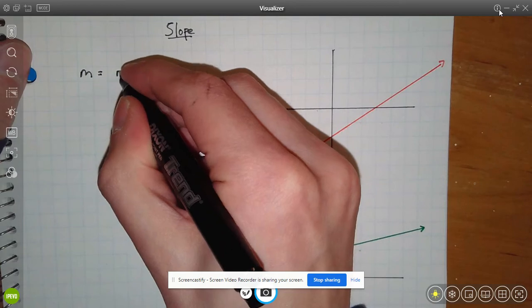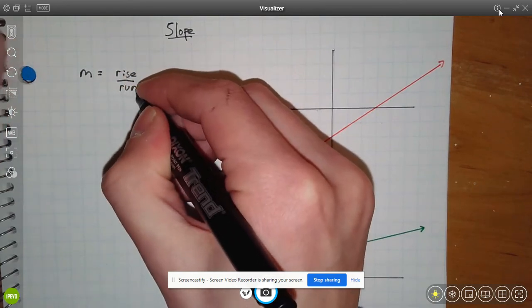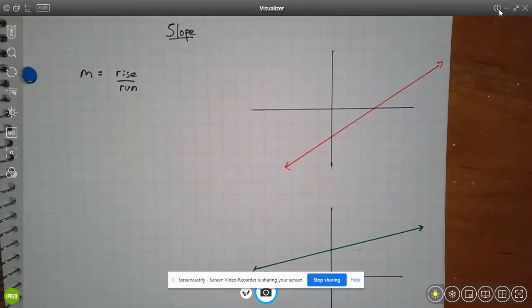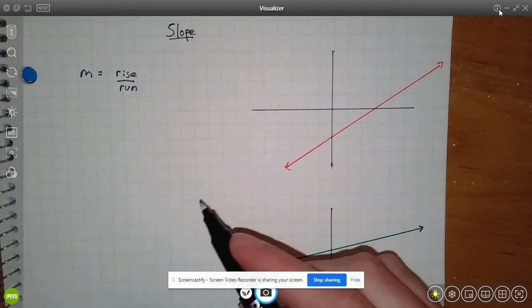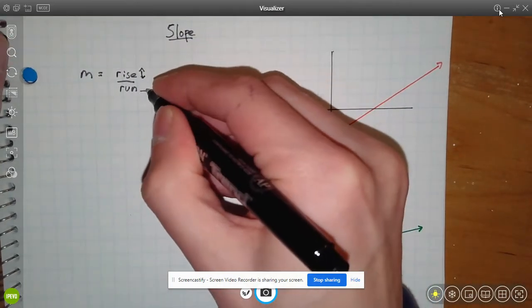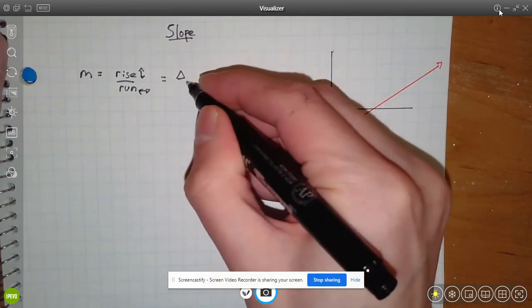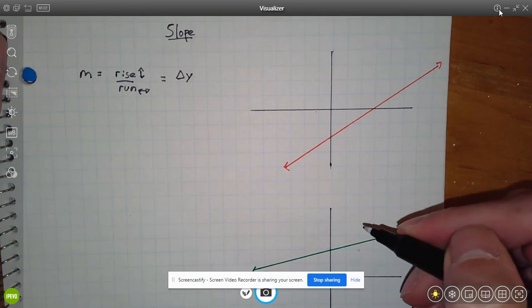In any event, slope is defined as rise over run. So rise is the vertical distance that the line travels, while run is the horizontal distance. So rise is vertical, run is horizontal. So your vertical distance is how much is y changing? How much are we going up or down on the y-axis?